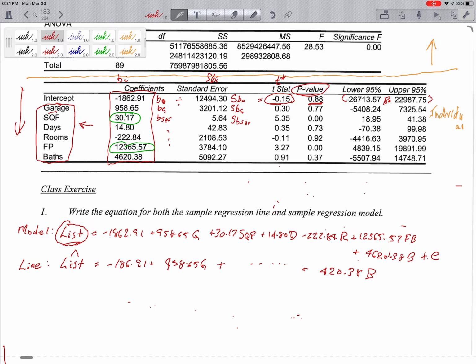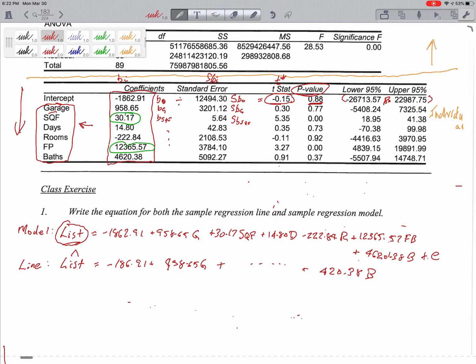So this is a confidence interval for beta naught. We're saying that we're 95% certain that it's anywhere from minus 26,700 to plus 22,900. So that's an interval that has a negative lower bound, a positive upper bound. It contains 0. That means that this is not significantly different from 0.